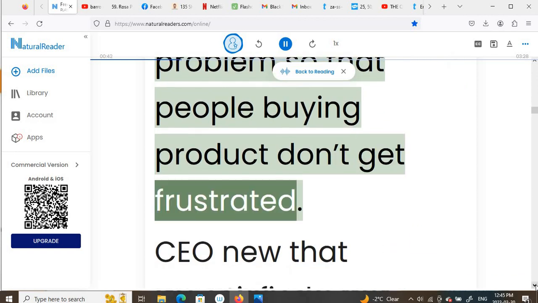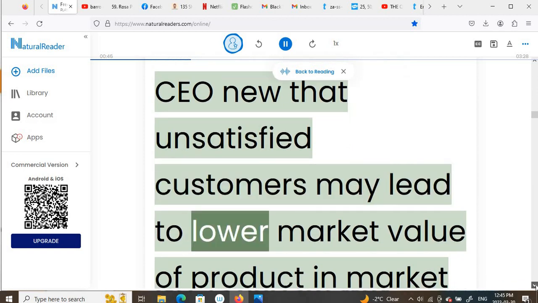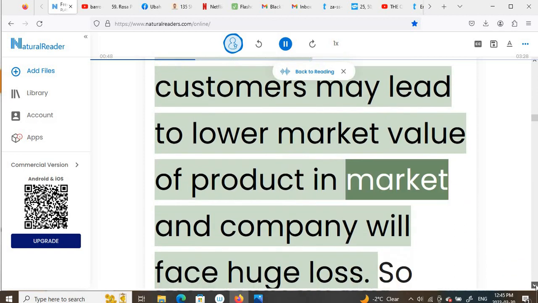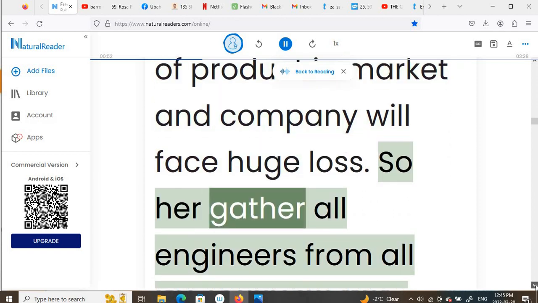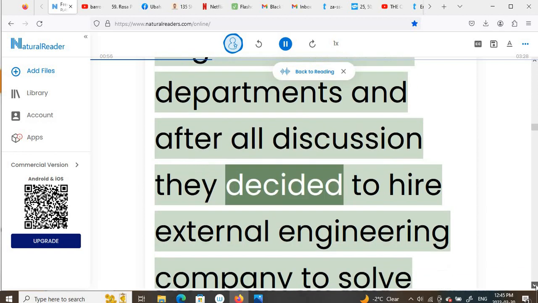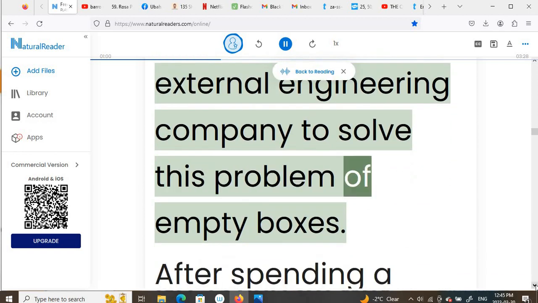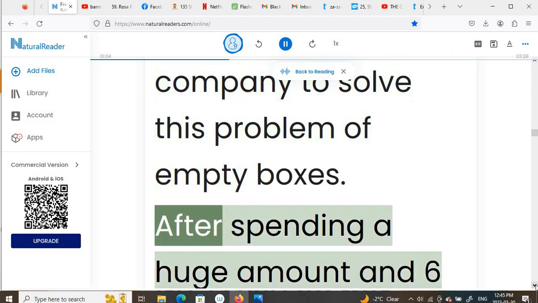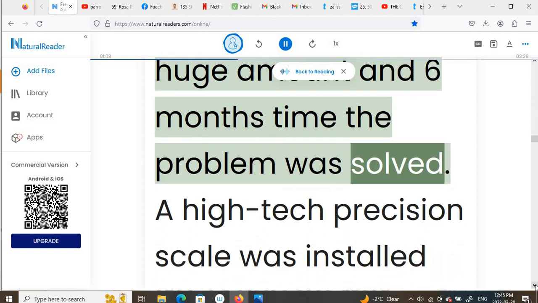get frustrated. The CEO knew that unsatisfied customers may lead to lower market value of the product and the company will face huge loss. So he gathered all engineers from all departments, and after all the discussion they decided to hire an external engineering company to solve this problem of empty boxes. After spending a huge amount and 6 months of time, the problem was solved.